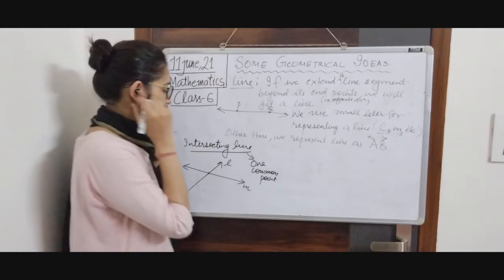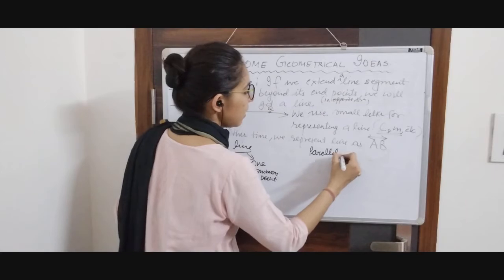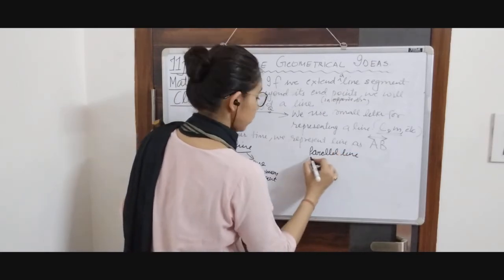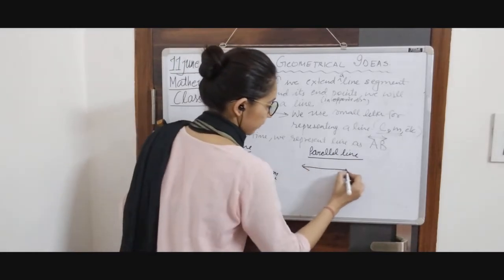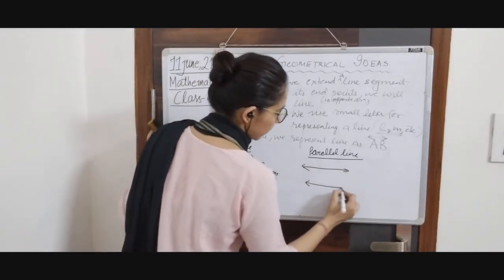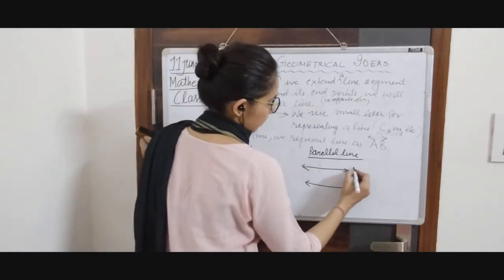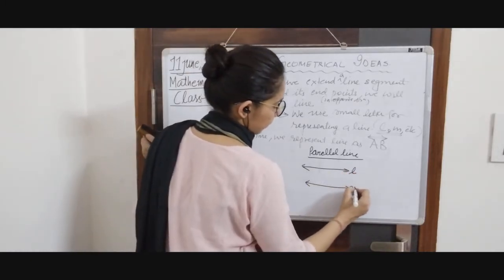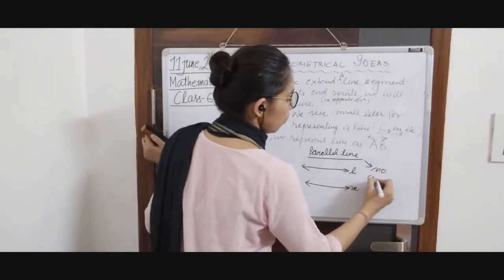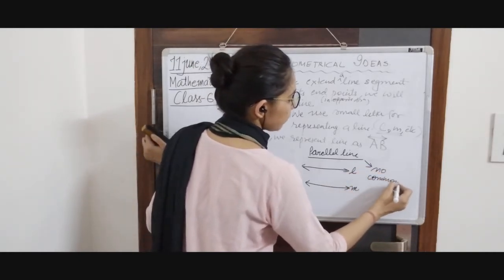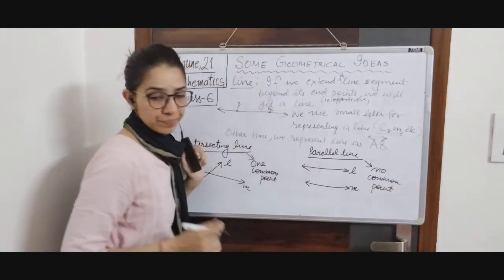Second type of lines is parallel lines. Parallel lines means they don't cut each other. They don't cut each other. Or we can say they have no common point. They have no common point. Okay?